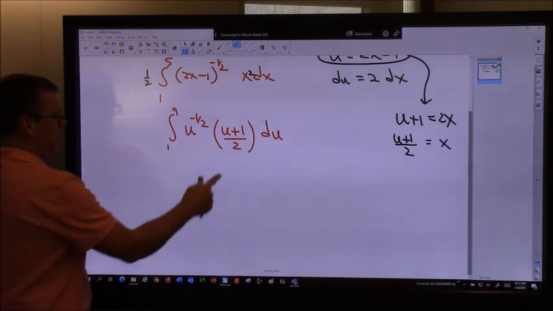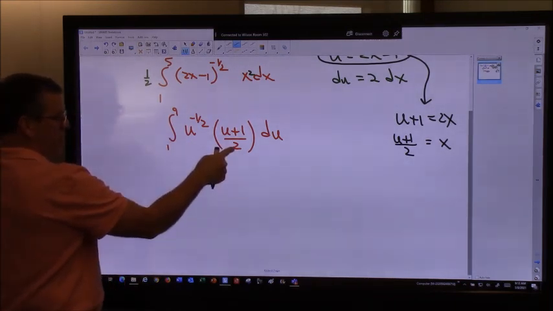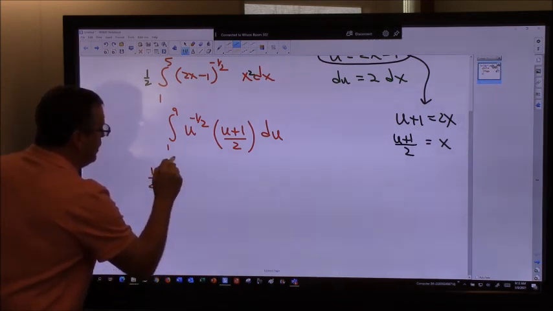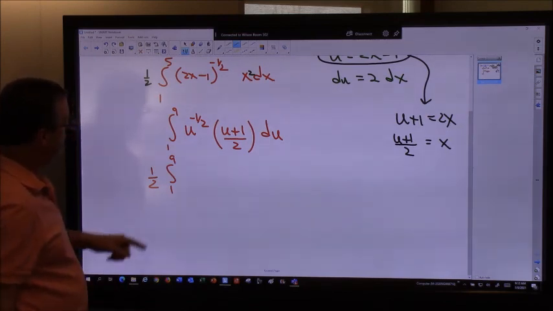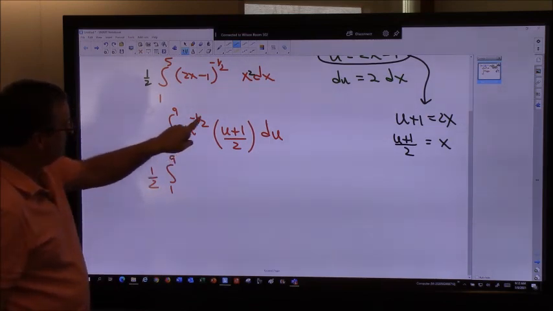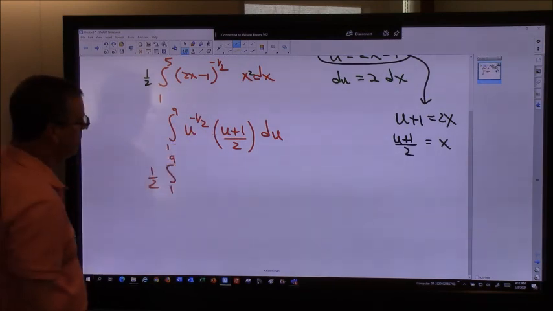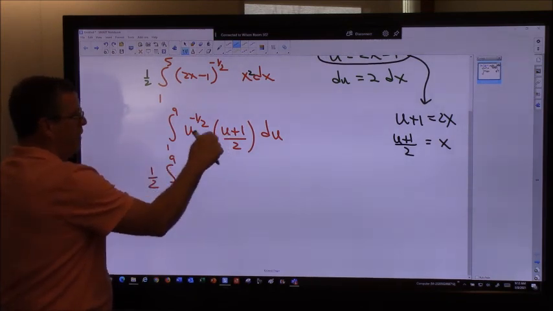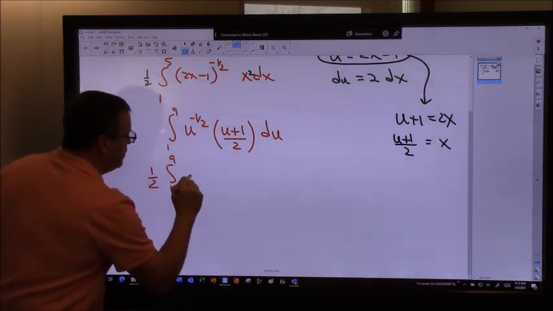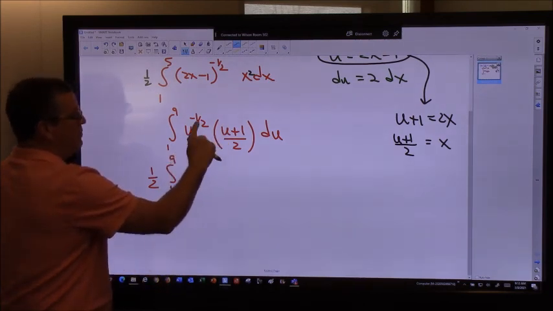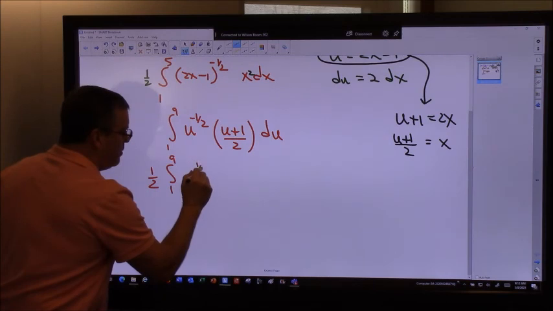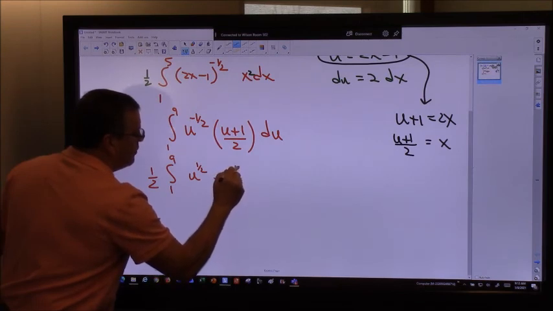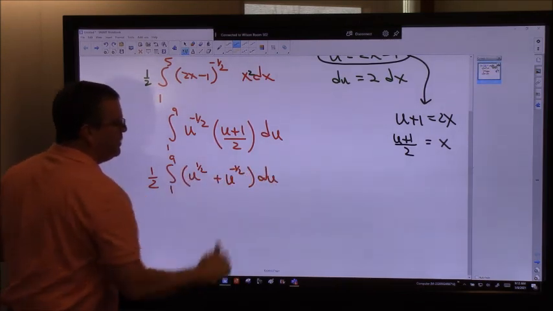First of all, I'm going to bring the 2 to the outside. Since it's in the denominator here, it's got to be in the denominator out here. So that's 1/2 times the integral from 1 to 9. And then I'm going to take this u to the negative 1/2 and distribute it to both of those. The 2 is already gone, it's out here. So I'm just left with u plus 1. So I'll distribute that and get u to the, if I add the exponents, negative 1/2 plus 1, that's a positive 1/2. And then when I distribute here, I get plus u to the negative 1/2 du.